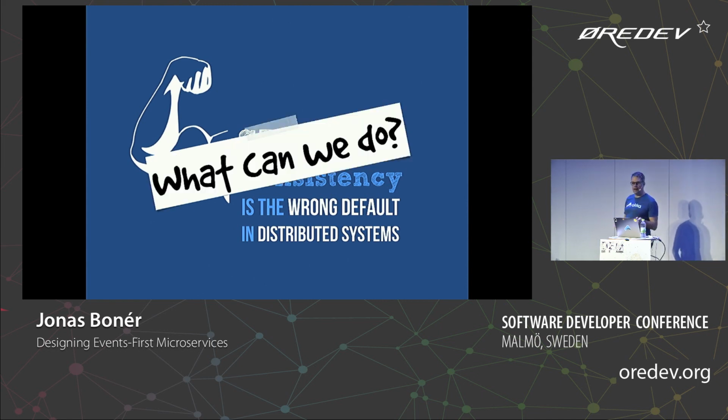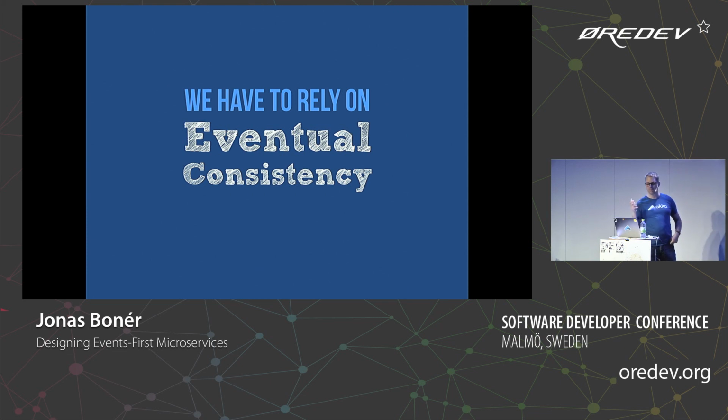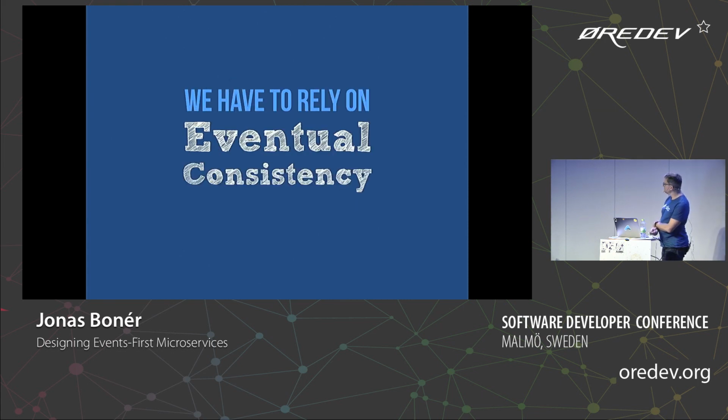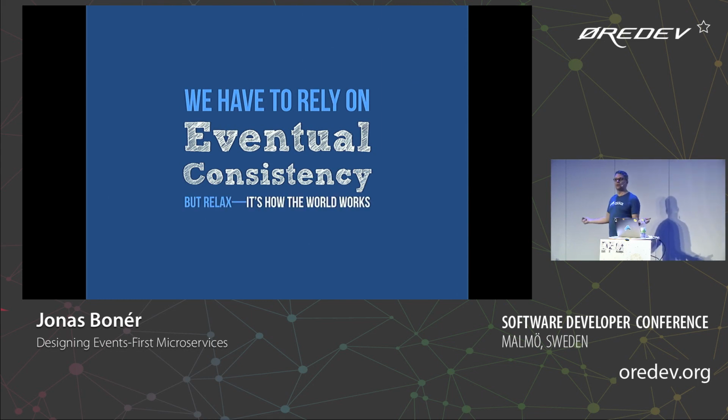So what can we do then? I really believe that we have to rely on eventual consistency as the default and opt in on strong consistency when we can. Invert the relationship, instead of doing the opposite like many people do. Because I really think eventual consistency is how the world works. If we try to model something in the real world in software, it's very often the most natural way to model it is through eventual consistency.